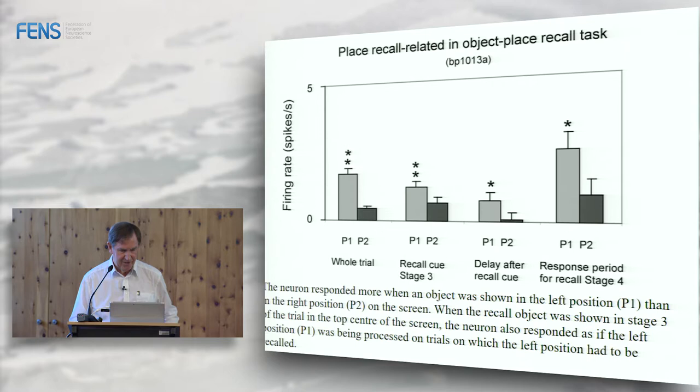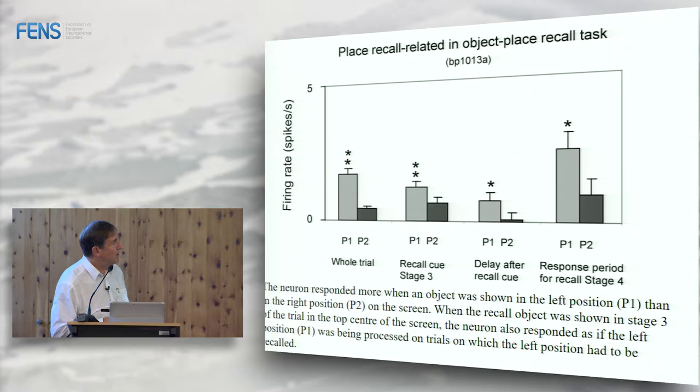And so here's another neuron that does the converse. So in this case, you're retrieving the place from the object. And this neuron responds more to place one when the monkey's looking at place one, etc. But the interesting thing is that throughout the trial, even when the stimulus is not present, the place and the monkey's doing the retrieval, you still get this increased firing.